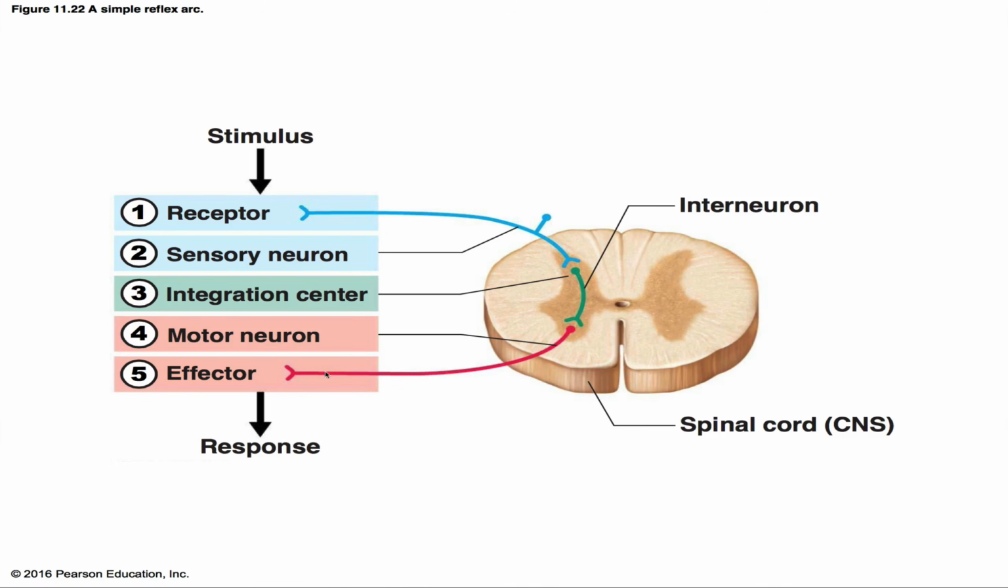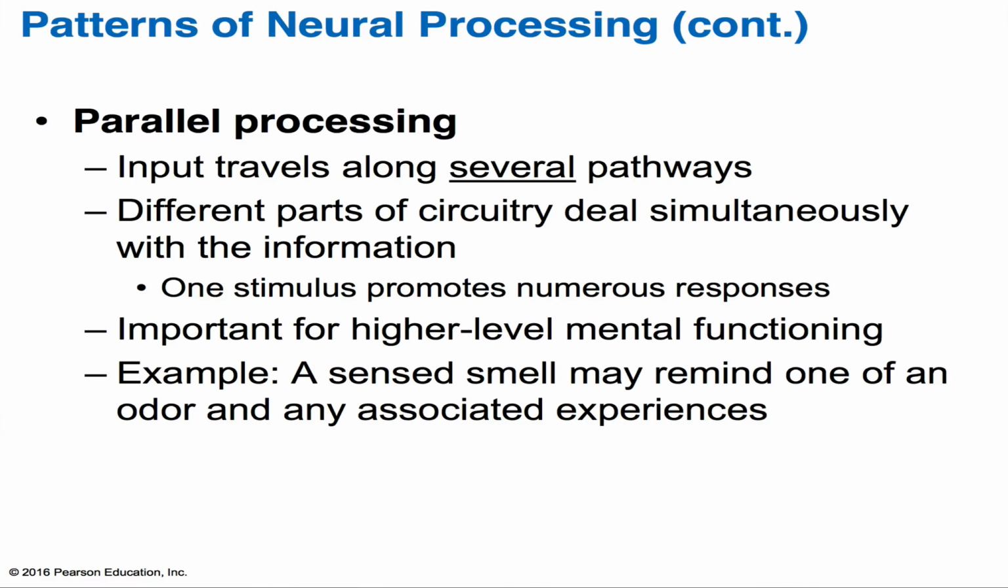The motor neuron then goes to an effector where it brings about a response. In parallel processing, inputs are segregated into many pathways, and information delivered by each pathway is dealt with simultaneously by different parts of the neural circuitry. So one stimulus promotes numerous responses.